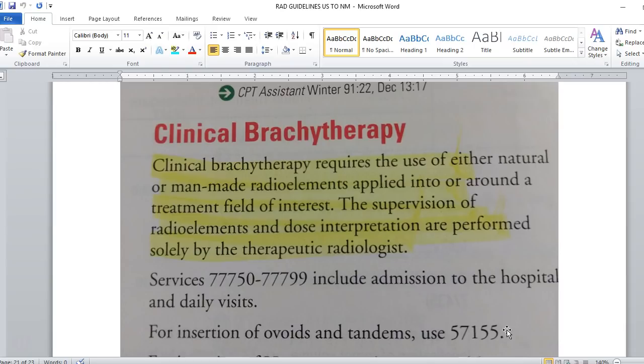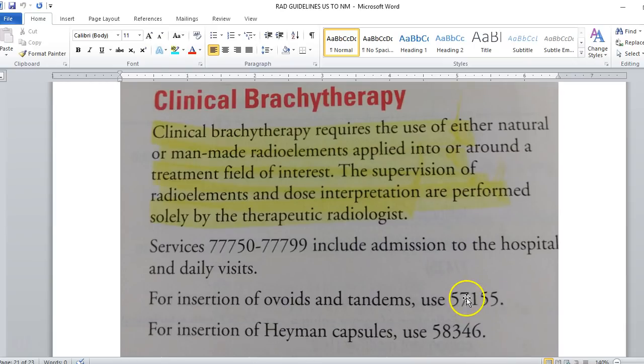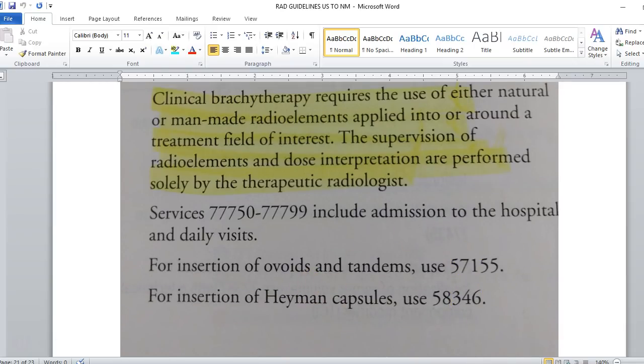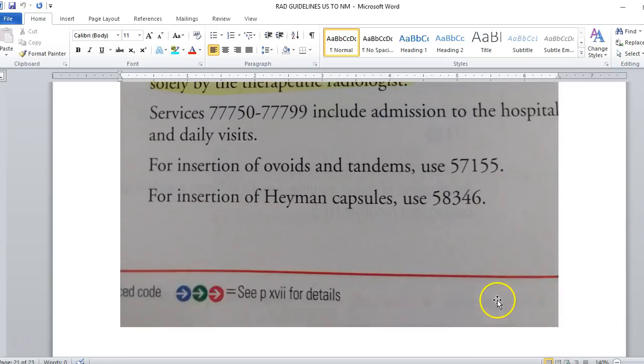So, clinical brachytherapy requires either natural or man-made radio elements applied into or around a treatment field of interest. The supervision of radio elements and dosage interpretations are performed solely by the therapeutic radiologist. They are the ones inserting these, okay, because this is now dealing with surgery. You can see we have some other ones that we can use when it comes to the female genital system.